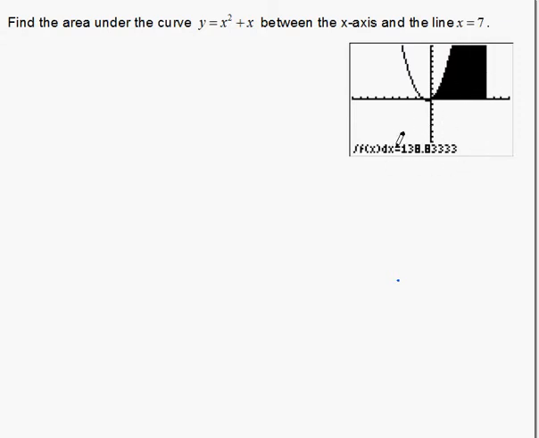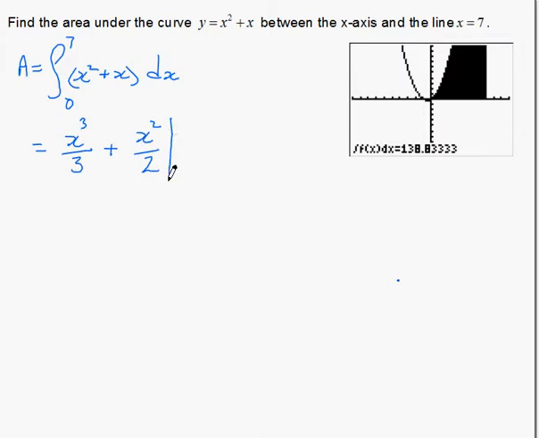So the result we should get is 138.833333. So to solve the question, we find that the area is equal to the integral from 0 up to 7 of the function x squared plus x dx. Integrating gives us x to the 3 over 3 plus x squared over 2, and that has to be evaluated from 0 to 7.